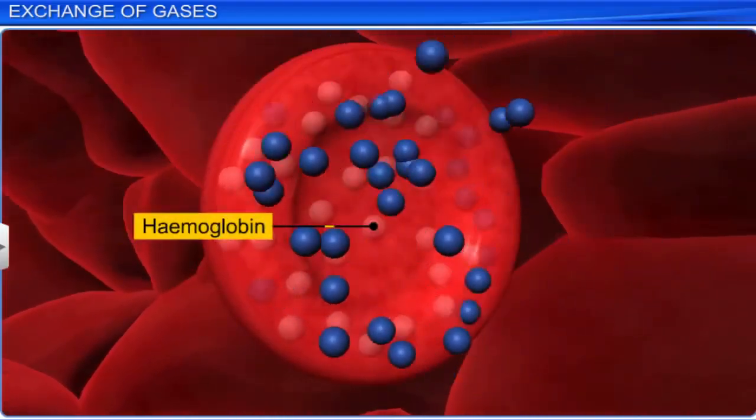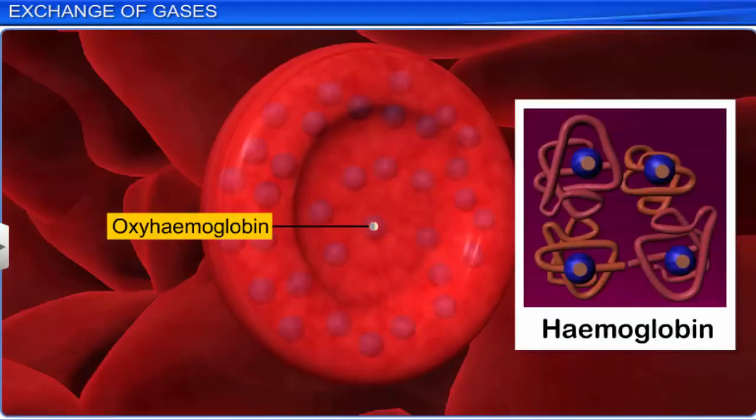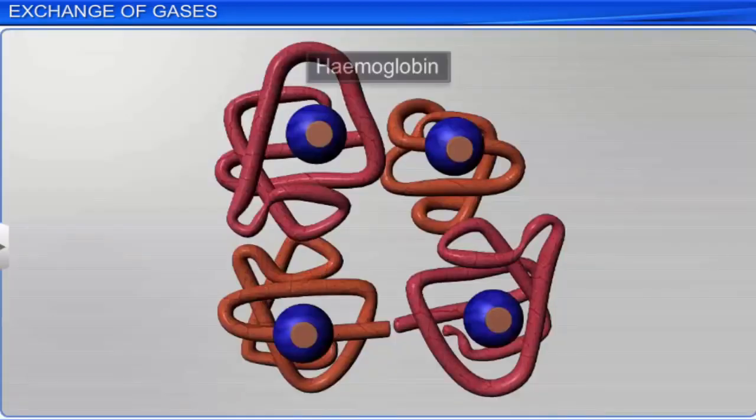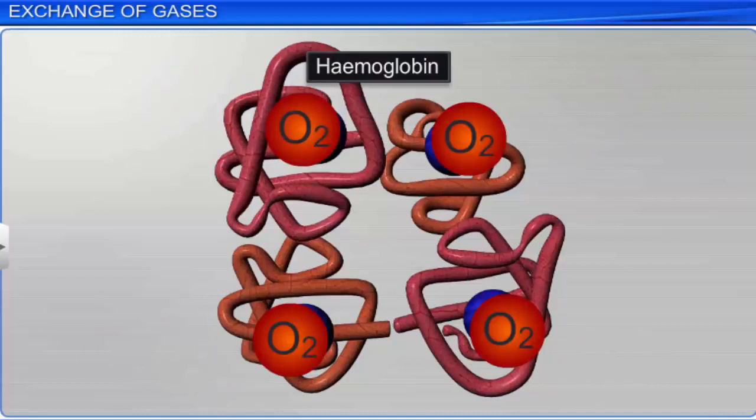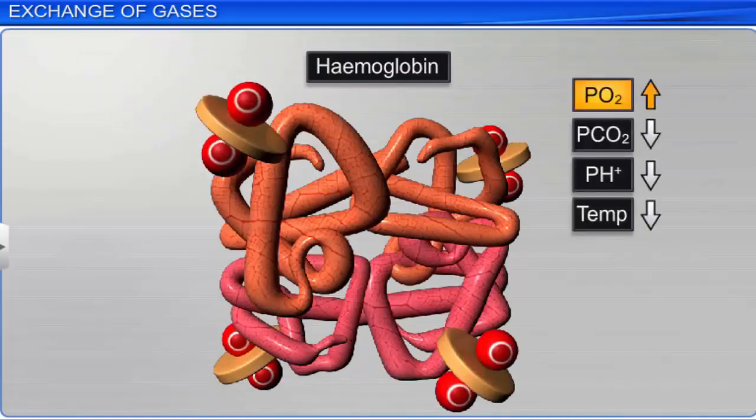Hemoglobin in the blood binds with oxygen to form oxyhemoglobin. Hemoglobin is a red-colored, iron-containing protein. Each hemoglobin molecule can carry 4 molecules of oxygen. The binding of oxygen with hemoglobin is influenced by factors such as partial pressure of oxygen and carbon dioxide, hydrogen ion concentration, and temperature.